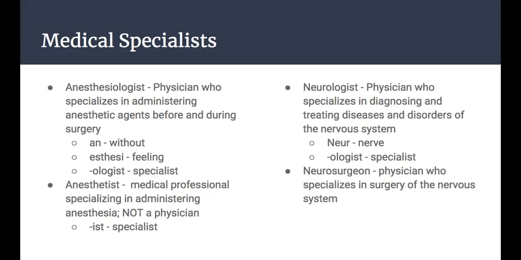Moving on to our medical specialists, that's pretty much all you need to know about the autonomic nervous system, by the way. So we have a couple different medical specialists that I want to review. First, anesthesiologist. I hope you guys have heard of this term. This is a physician who specializes in administering anesthetic agents before and during surgery. So if you ever have to have a surgery or a procedure, you will receive anesthesia or an anesthetic agent.